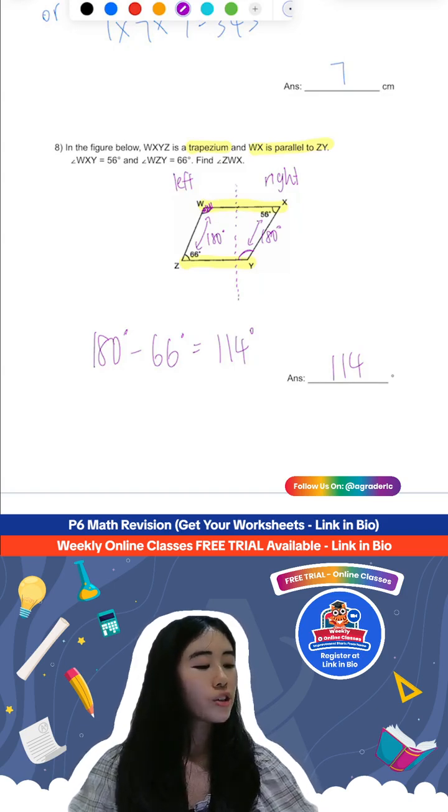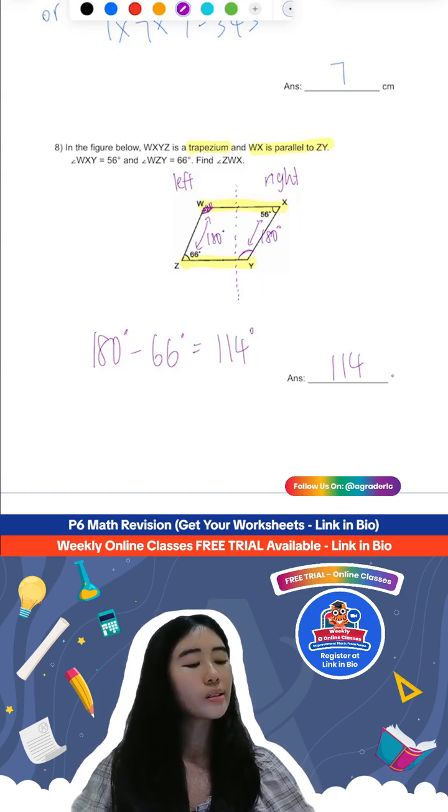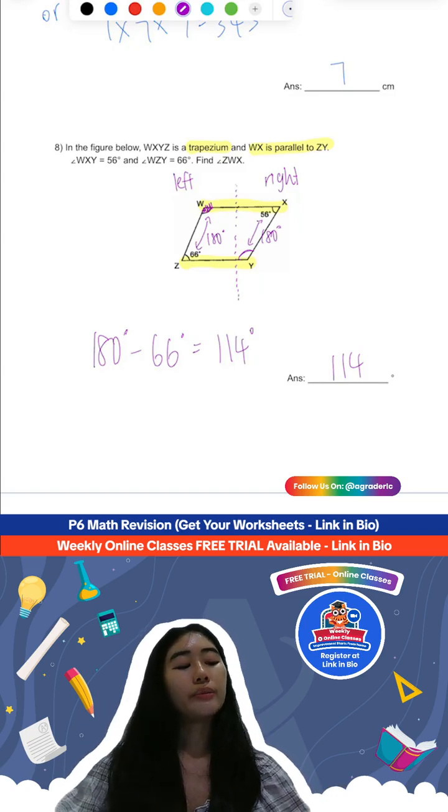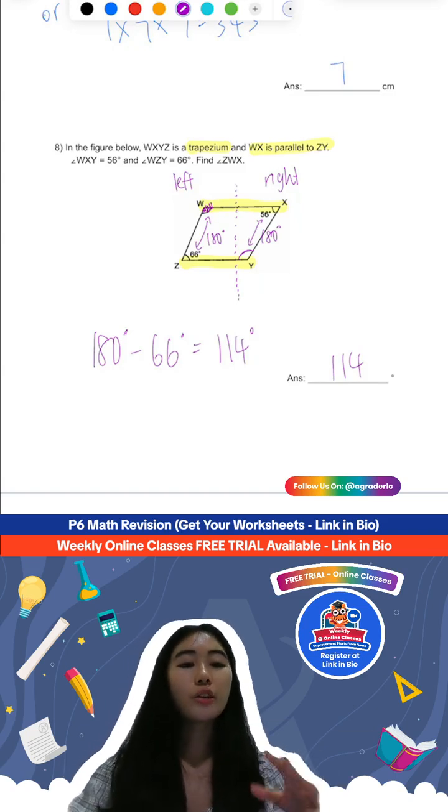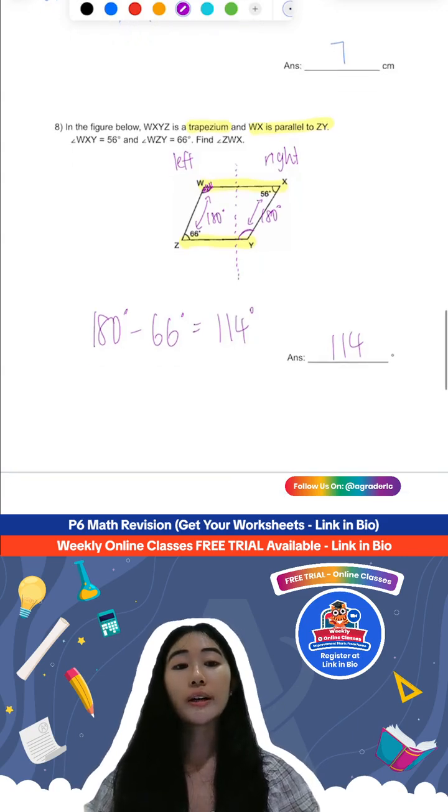Questions later are actually not difficult. Yeah, today's P6 worksheet is actually not as difficult as the P5 one because it's a lot of basic drilling questions.